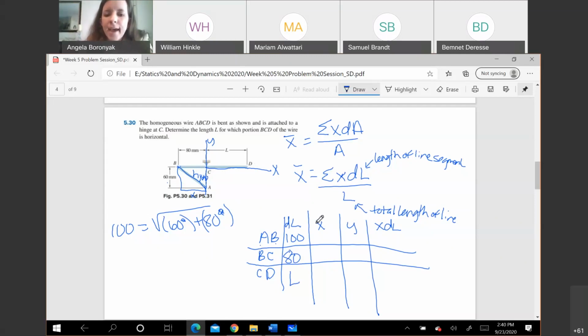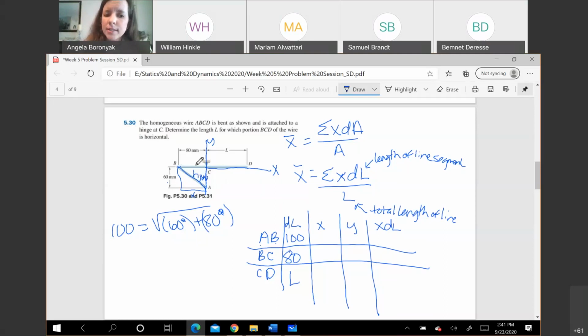What about the X center part based on how I've defined my X-axis here and Y-axis? So positive X would be to the right, negative X to the left. What will be the X center of line segment AB? That one's a little harder to think about. Good, negative 40. How did we get that?